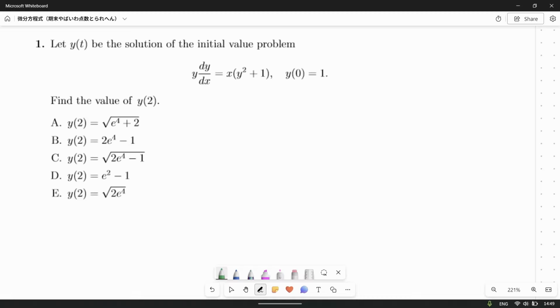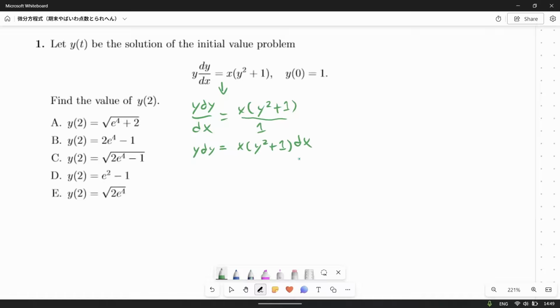And so the first thing I'm going to do to show that is rewrite this a little bit. I'm going to rewrite this as y dy over dx is equal to x times (y squared plus 1) over 1. And then I'm going to cross multiply, and that gives us y dy is equal to x times (y squared plus 1) dx.